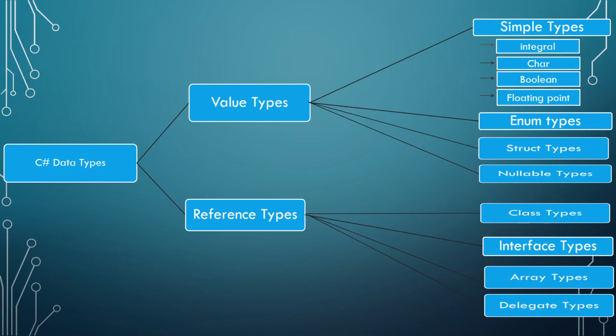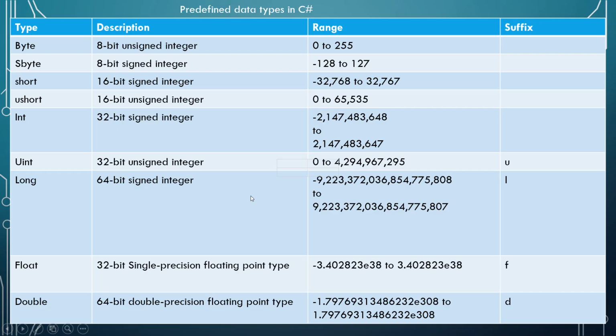C# data types are divided into two types: value types and reference types. In value types, we have simple types. In simple types, we have integral, char, boolean, floating point. In this video, we are going to discuss simple types. In the upcoming videos in this series, I'm going to explain enum types, struct types, nullable types. And in the reference types, we have class types, interface types, array types, delegate types. I'm going to explain the value types and the reference types in a little more detail in the upcoming videos.